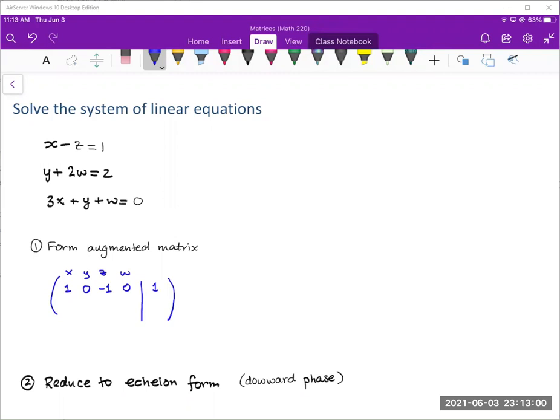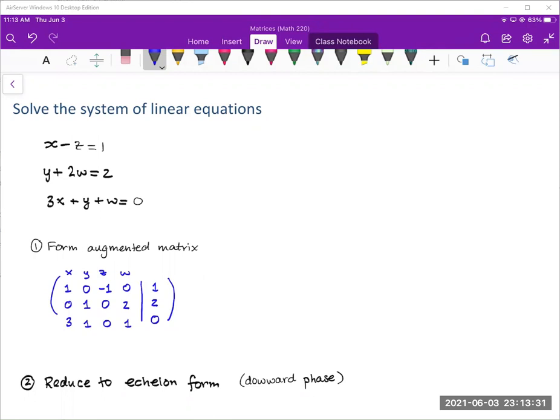Our second equation, y plus 2w equals 2, will look like, well, we have 0 x's, we see 1 y, no z's, and 2 w's. And this is equal to 2. And our third equation, 3x plus y plus w equals 0, has 3 x's, 1 y, no z's, and a w. And this is equal to 0.